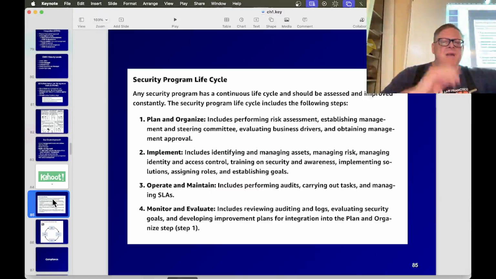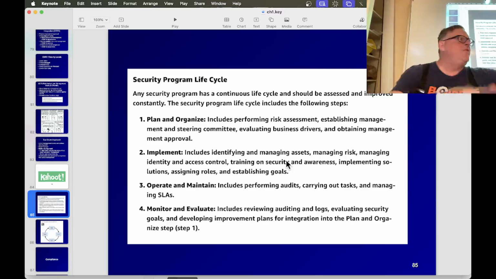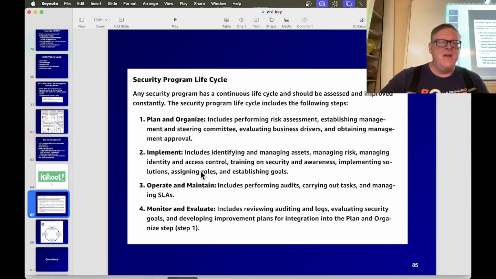All right, so you have a security program life cycle. Your security program has a loop, like I said. You plan and organize a risk assessment, what you're trying to do, how you're going to improve security. Then you implement it with controls. You put in things like two-factor authentication and firewalls and antivirus and stuff. Then you maintain it, operate and maintain it, performing audits and updating things.